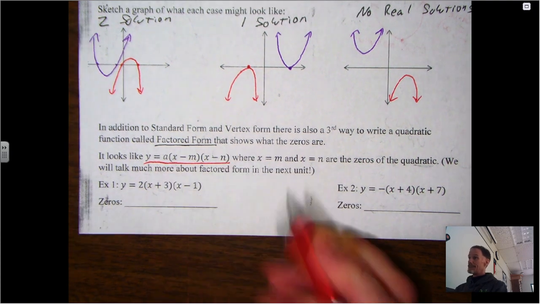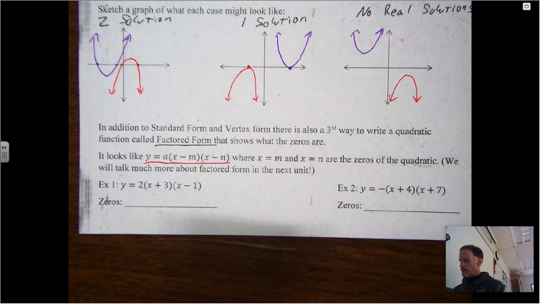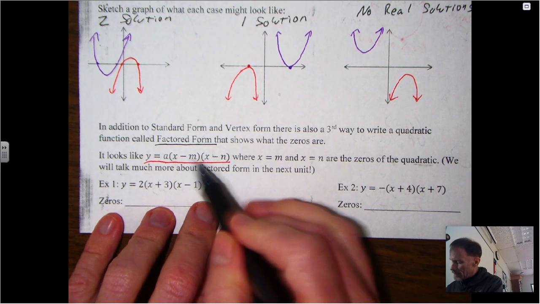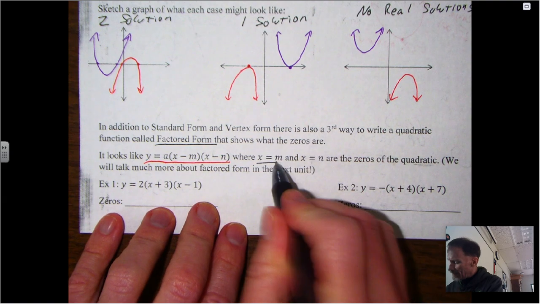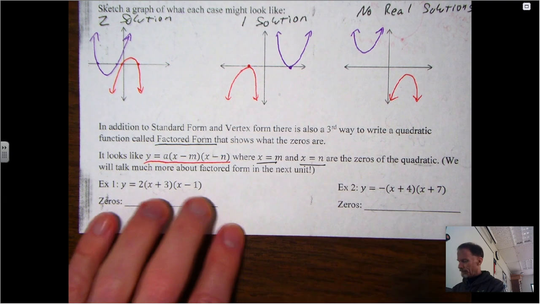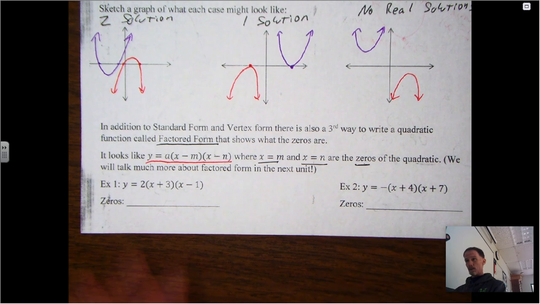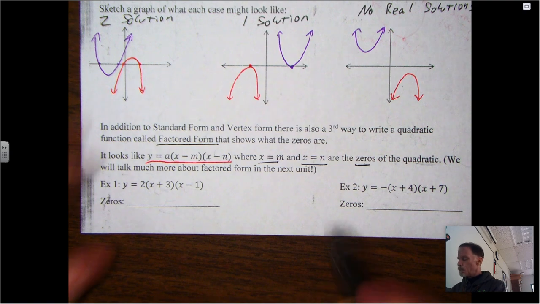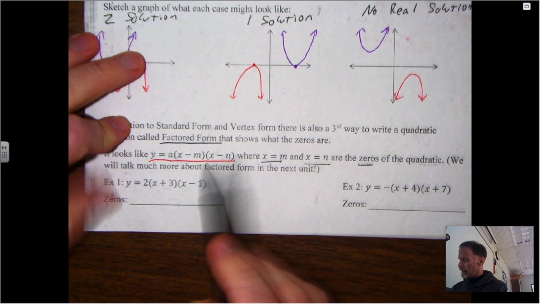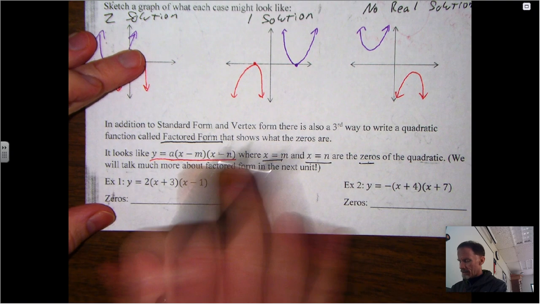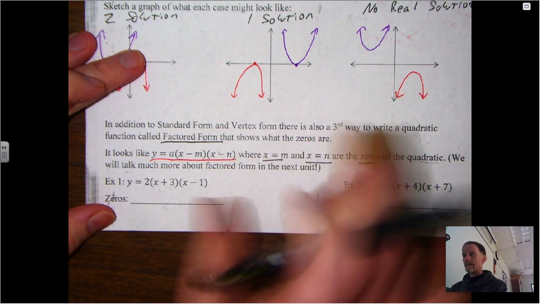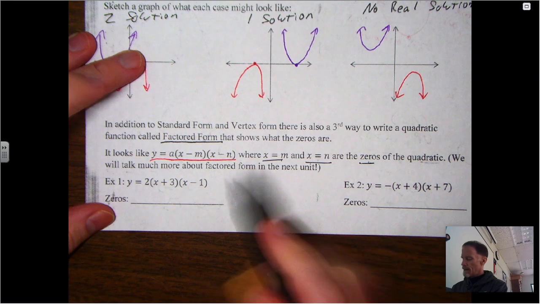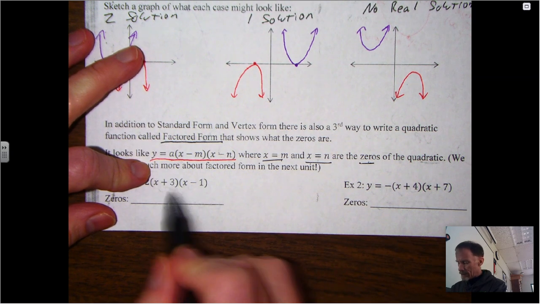Notice the a, it's still the same a that we've been dealing with the whole time. But now we have it in these individual factors where the m and the n value, those are the zeros. So in other words, if you're in that form, you know almost automatically where the quadratic is going to touch the x-axis. Much more on this in the next unit, but for right now, don't overthink this. We're basically solving each of those for 0.